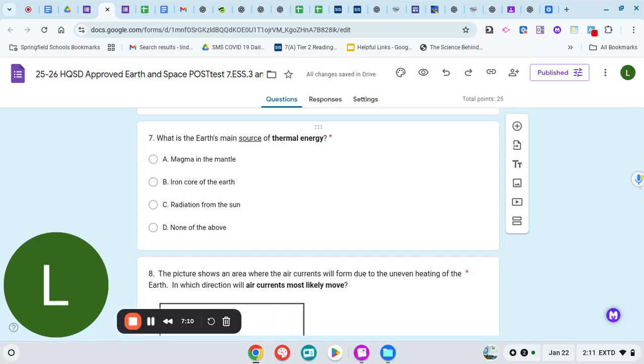Again, what is the Earth's main source of thermal energy? A, magma in the mantle. B, iron core of the Earth. C, radiation from the sun. D, none of the above. Pause and come back.